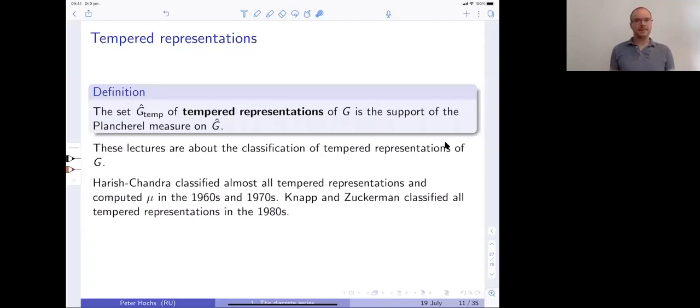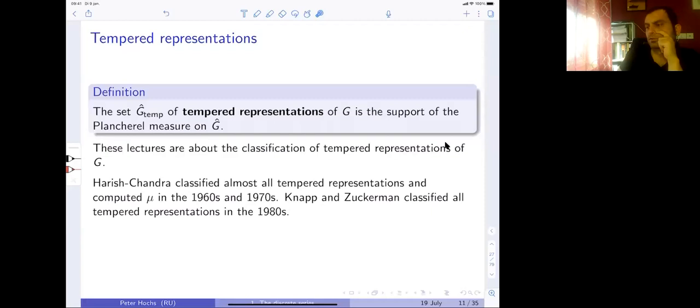Then later, Knapp and Zuckerman classified really all tempered representations. Now, we won't reach the full classification by Knapp and Zuckerman at the end, but I'll say as much as I can about it, and we'll classify almost all tempered representations in any case. And as I said at the start, the goal is to discuss as much as is needed to compute the K-theory of the reduced C-star algebra of G.